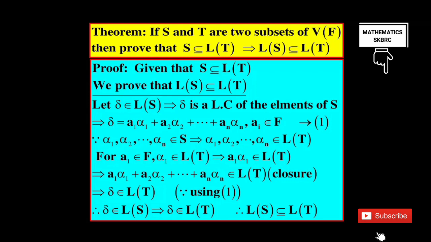By using scalar multiplication, a1 belongs to F, alpha 1 belongs to L of T gives a1 alpha 1 belongs to L of T. Similarly, a2 alpha 2 belongs to L of T, a3 alpha 3 belongs to L of T and so on an alpha n belongs to L of T. By using closure property, a1 alpha 1 plus a2 alpha 2 plus a3 alpha 3 plus and so on an alpha n belongs to L of T, that gives delta belongs to L of T by using 1. Therefore, delta belongs to L of S gives delta belongs to L of T. This means every vector of L of S is a vector of L of T. Therefore, L of S is a subset of L of T. Hence proved.